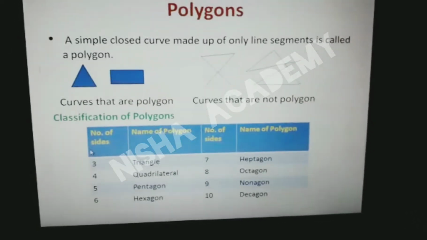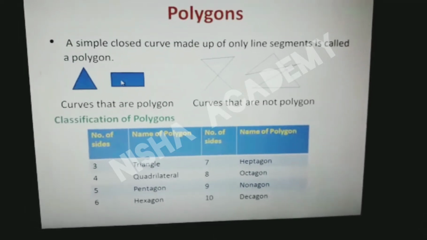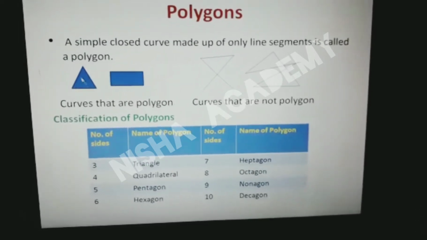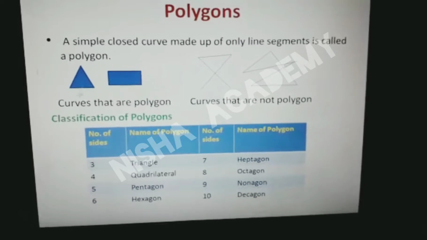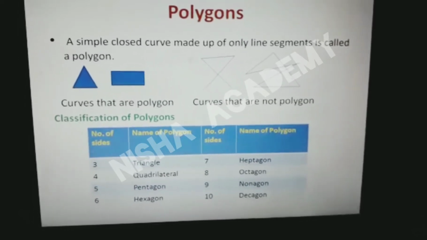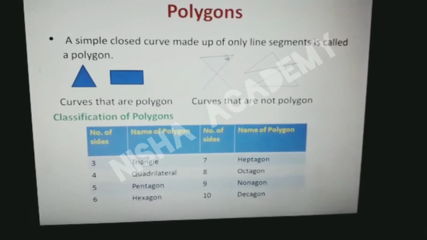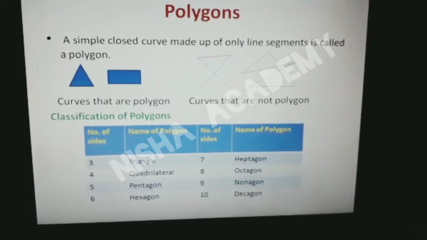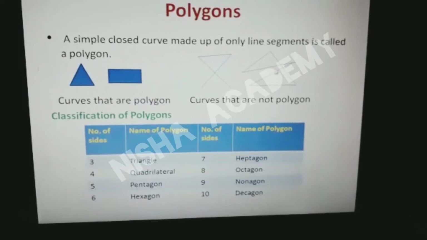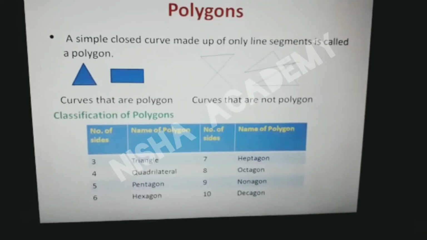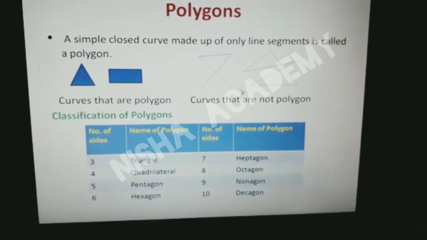Now you can see here the example, triangle and rectangle. Triangle is made with three line segments and it encloses an area. Same way rectangle too. But here you can see that it is not a closed figure. Here also it is not a closed figure, it is open from here. So these two cannot be said to be a polygon.